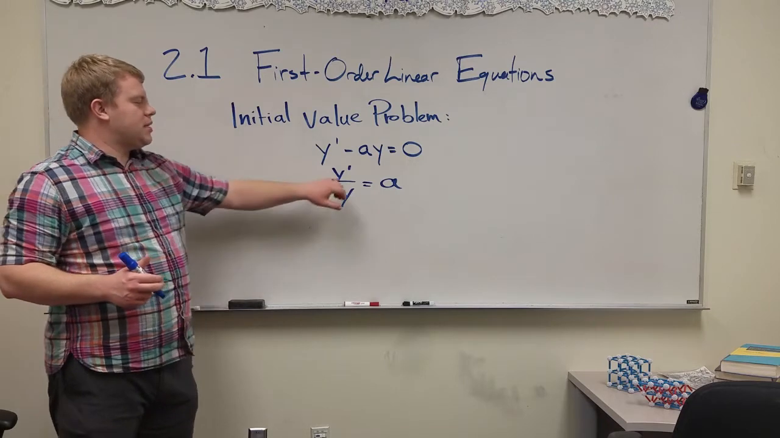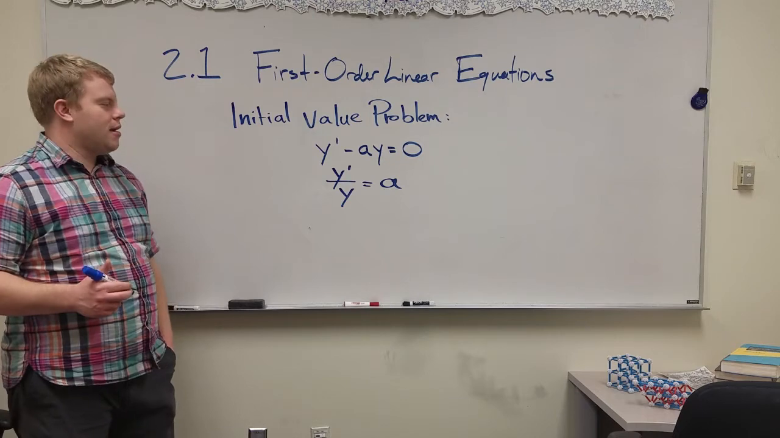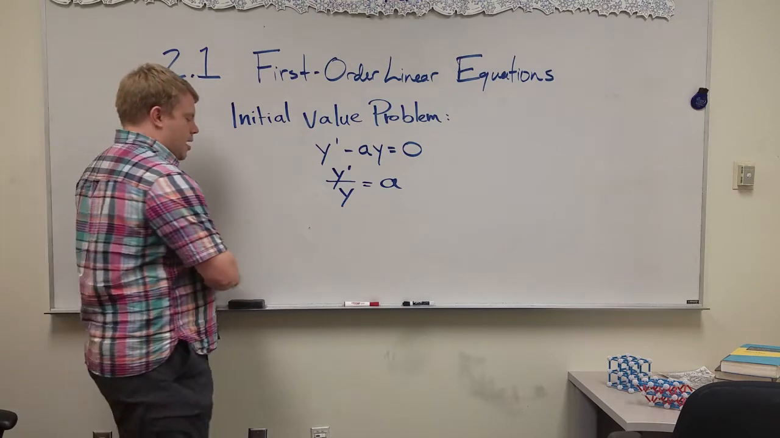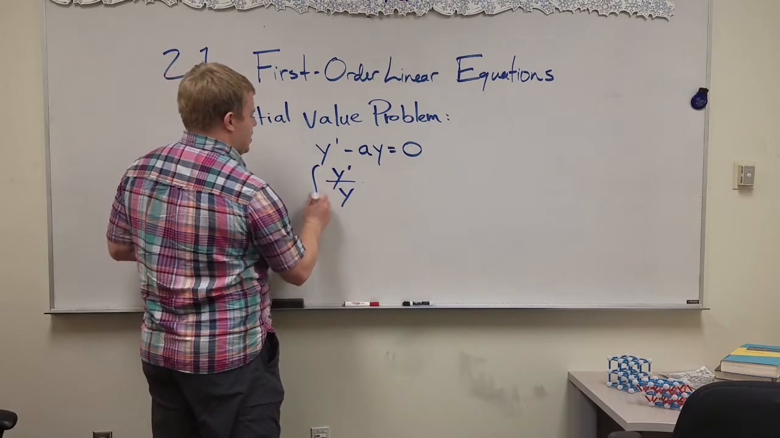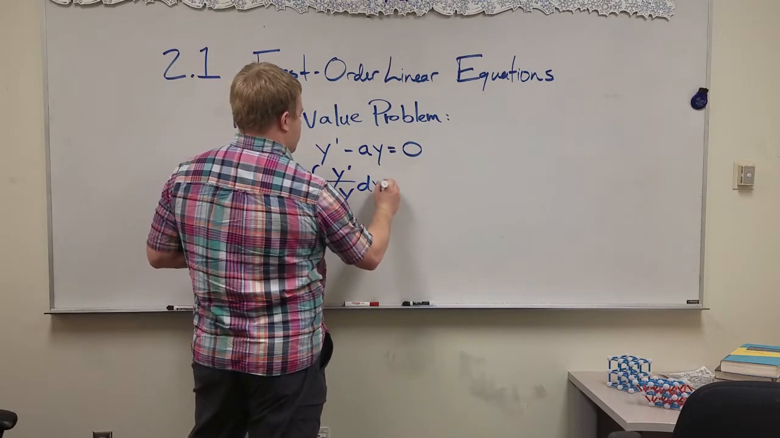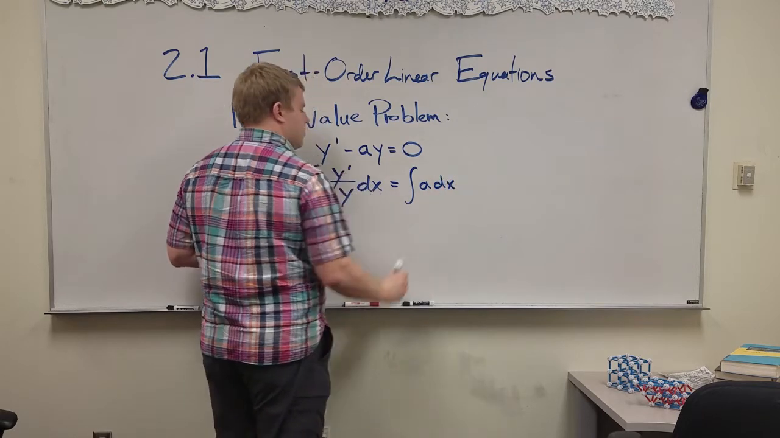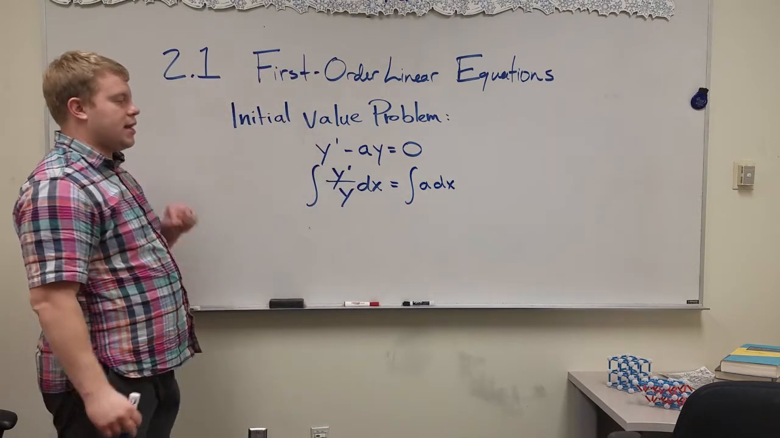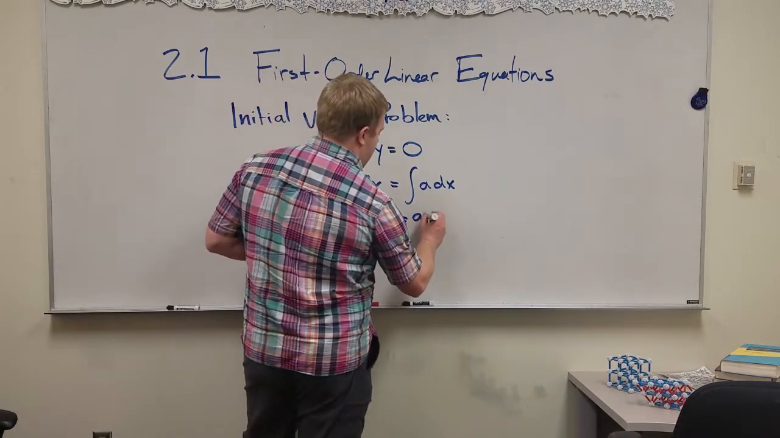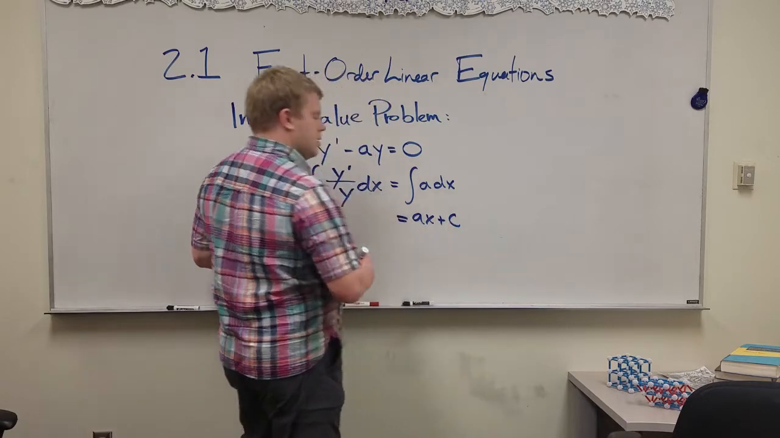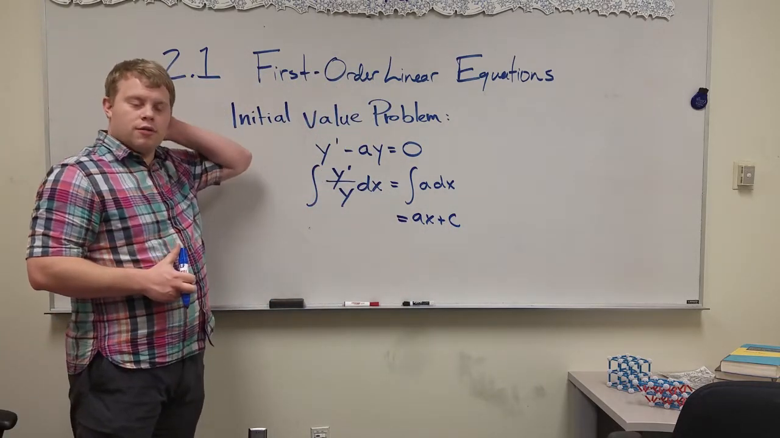Well, you would probably see this derivative right here and say, I want to get rid of that derivative somehow. So let's try to integrate here. If I take the integral of both sides, it's going to look something like this. Now that right-hand side is easy. The right-hand side should give me ax plus c, right? The plus c is what we always get when we're doing indefinite integrals like this.